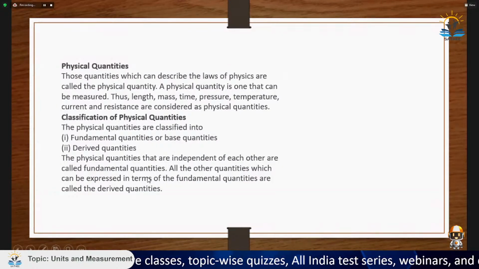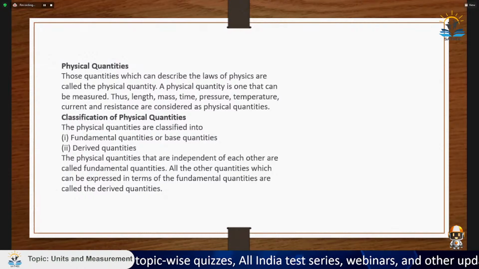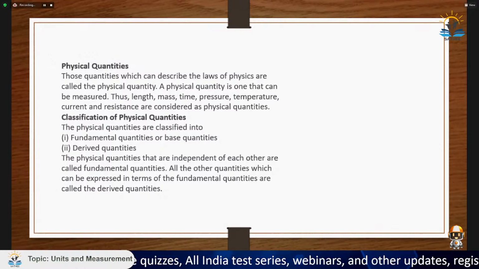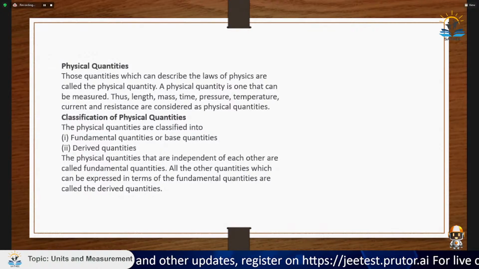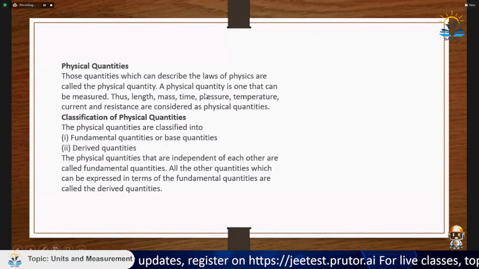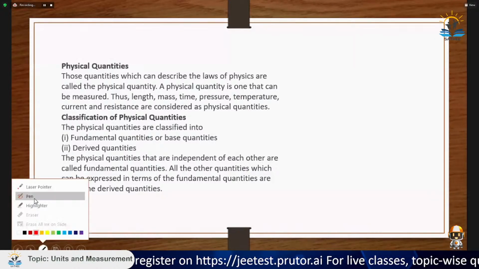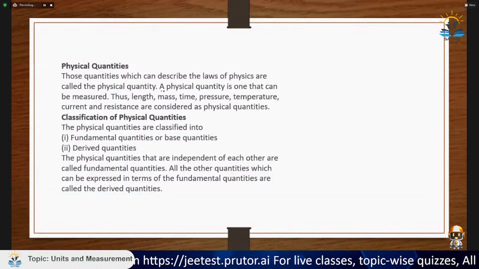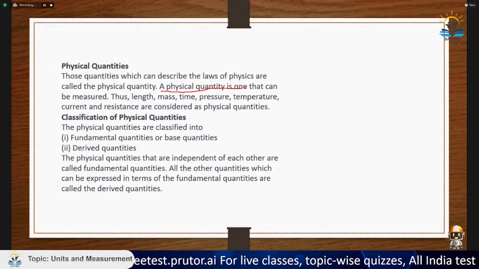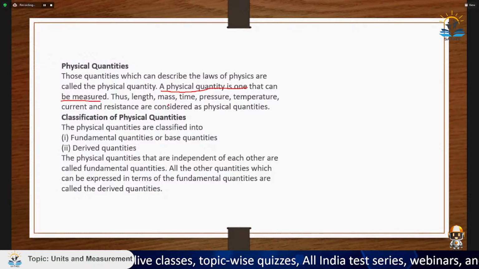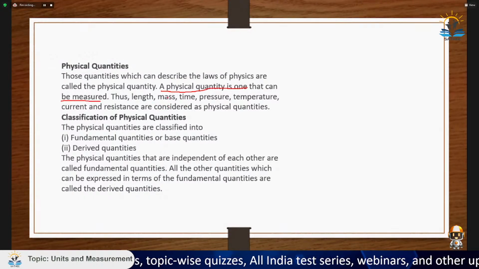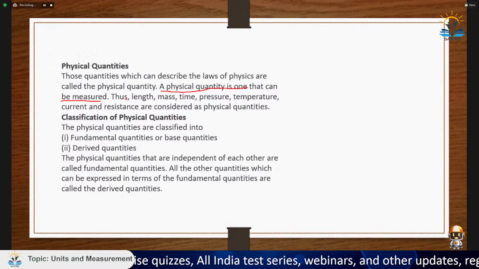Then moving ahead, what are physical quantities? Physical quantities are things like length, mass, time, the quantities which you use in your daily life. Those quantities we measure using some standard units. Those quantities are known as physical quantities, which can be measured in a simple sense. A physical quantity is one that can be measured. So length, mass, time, pressure, temperature, current, and resistance are considered physical quantities.